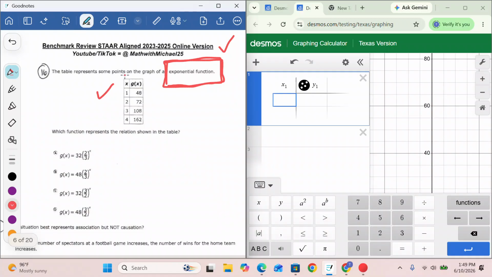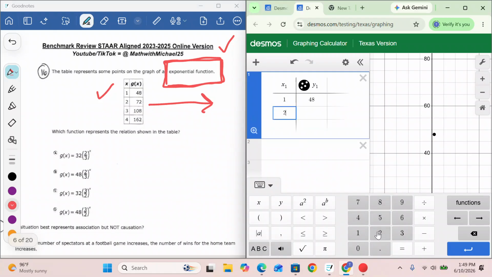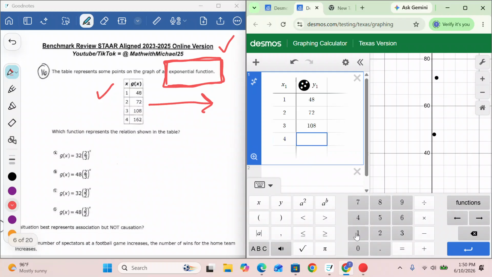So all I'm going to do is copy this table onto Desmos. And I'm going to say, well, Desmos is going to do the work for me. So I'm going to input 148. And then I'm going to input 272. And then I'm going to input 3108. And then I'm going to input 4162. And then what is my next step?